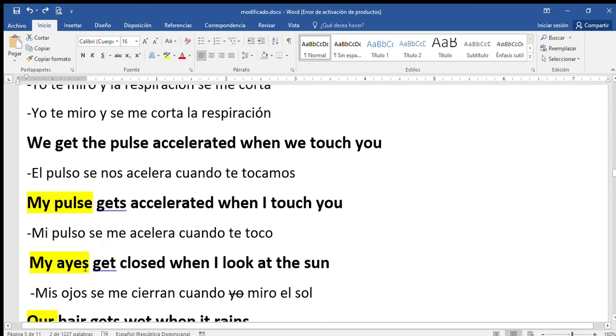My eyes. Now we say my eyes. Who are we talking about here? My eyes get closed when I look at the sun. He's talking about my eyes. Who is my eyes? My eyes is the third person. And se is the corresponding pronoun. You can see it right there. Se is the corresponding pronoun for ellos or ellas, they. So mis ojos, who are they getting closed for? For me, because they are my eyes. So se me cierran cuando miro el sol, or cuando yo miro el sol.